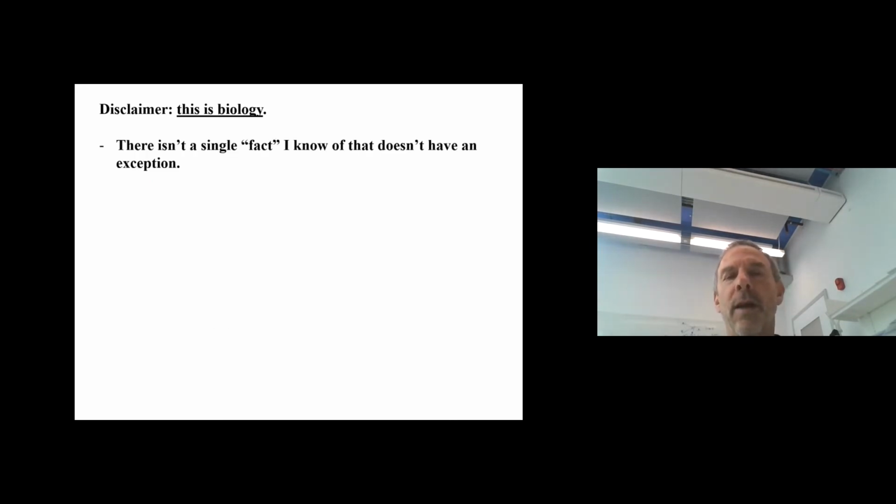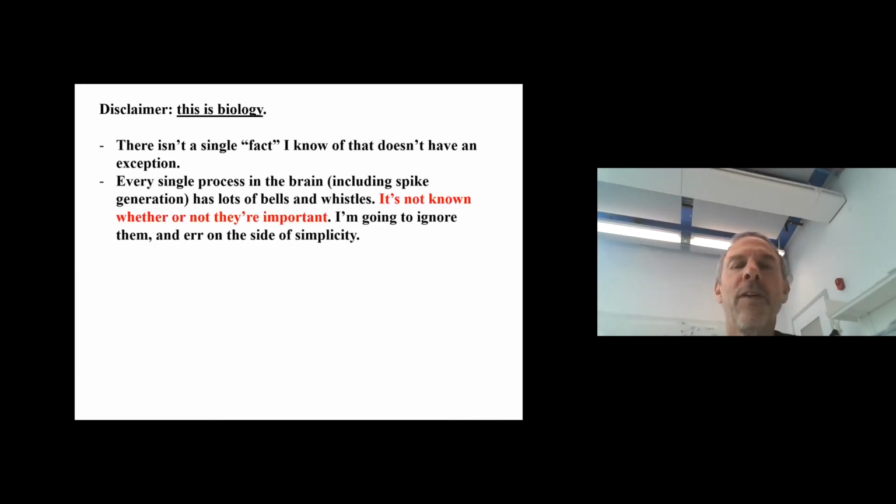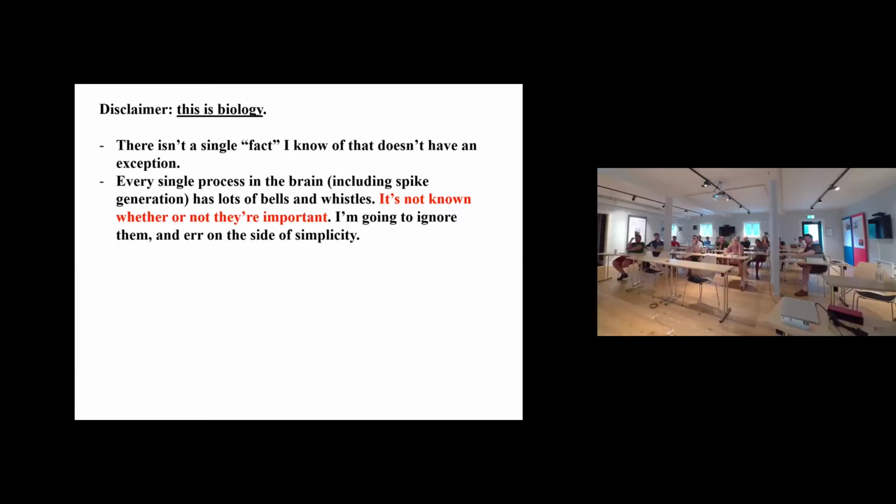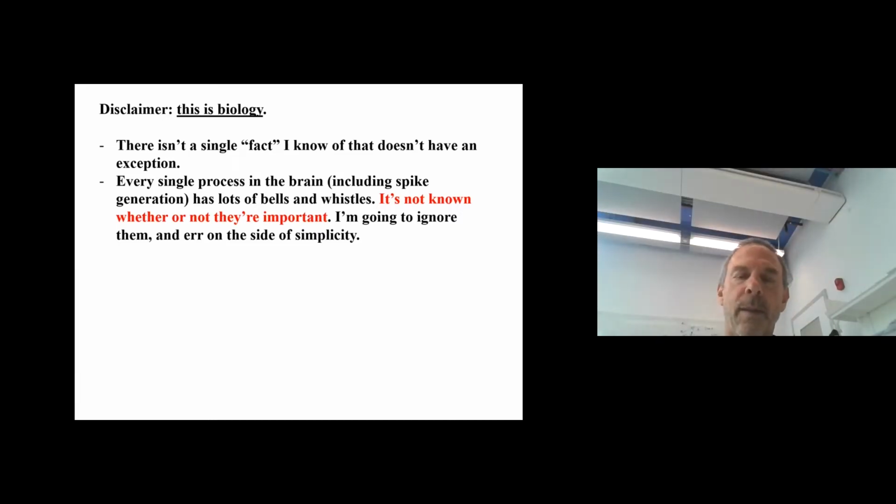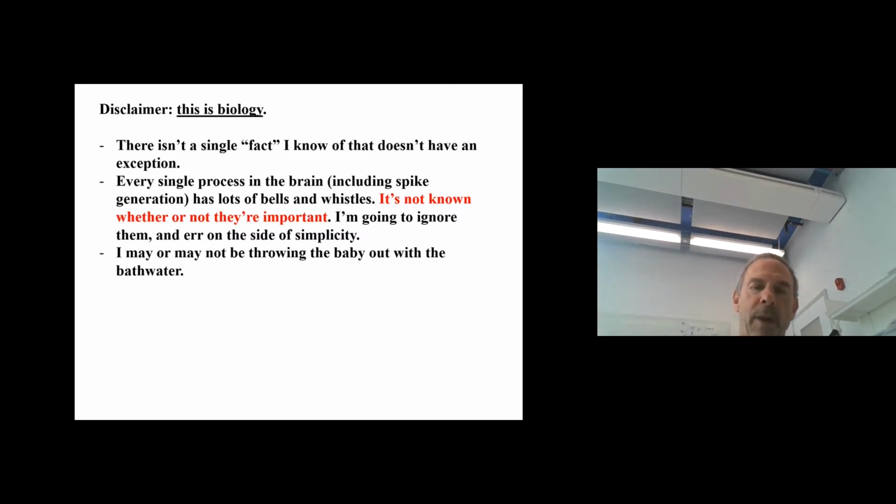This is biology. If you hang around biology, it's kind of frustrating. It's nothing like physics. Every fact I know has an exception. It's super irritating. And every single process in the brain, including spike generation, which is relatively simple, has lots of bells and whistles, and nobody has any idea whether they're important. Biology is just plain complicated. I'm going to sort of ignore all the details and err on the side of simplicity. And it's simply not known whether and to what extent that's a good idea. But as a first pass, I think it's pretty reasonable. I may or may not be throwing out the baby with the bathwater.